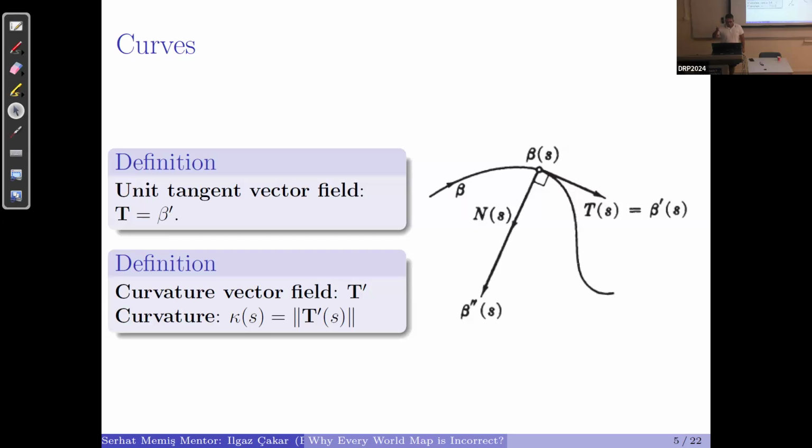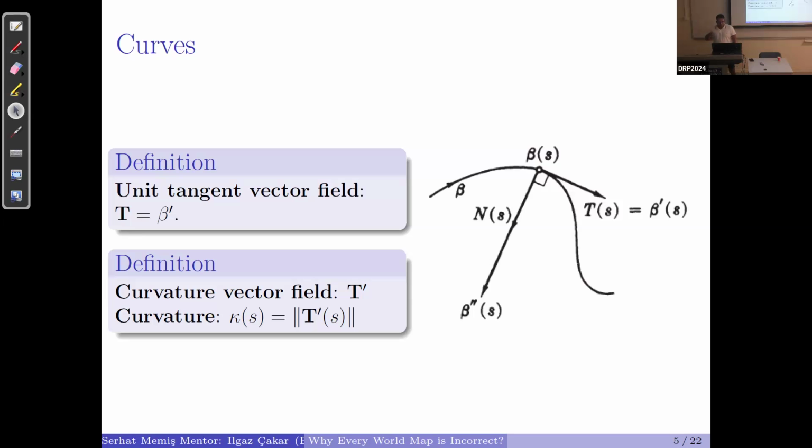So now we can examine the bending of a curve. If we take the derivative of the tangent vector, as I mentioned, it only depends on the direction. So it will give us a numerical measurement of the turning. If we take the length, it will give us a numerical value. And the length, the norm of T prime, we call curvature. Curvature is simply how much the curve is bending.